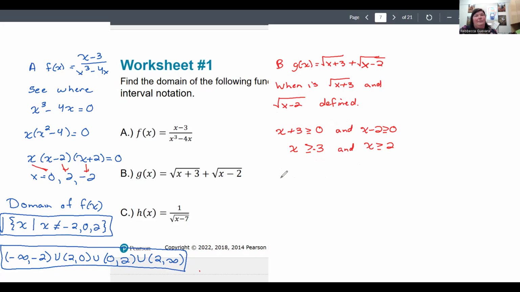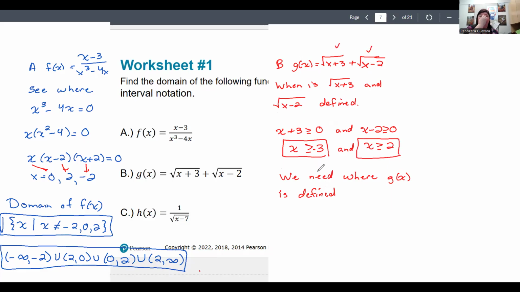So we need where g of x is defined. What you're going to do is make sure that both of these expressions here are defined. Put a little thought into this. If x is -3, then this part here is undefined. So that's an issue. We can't have x values that are less than 2 here or it's undefined. Here, we can go below 2, but we know that 2 is okay.